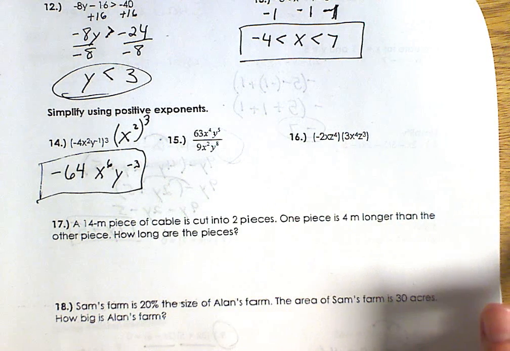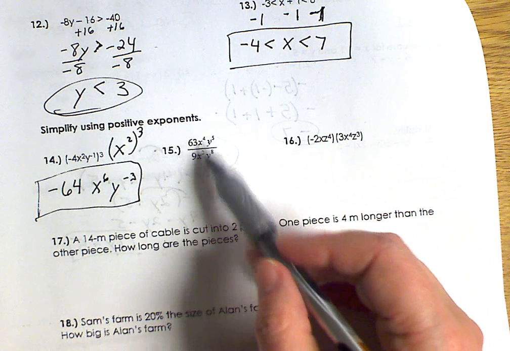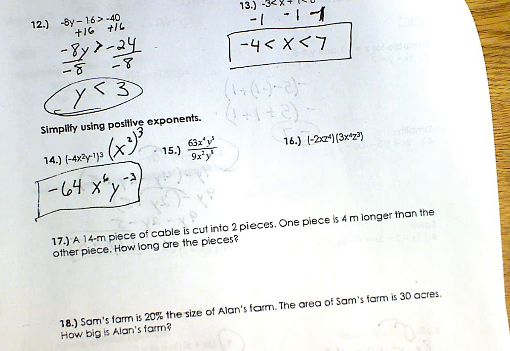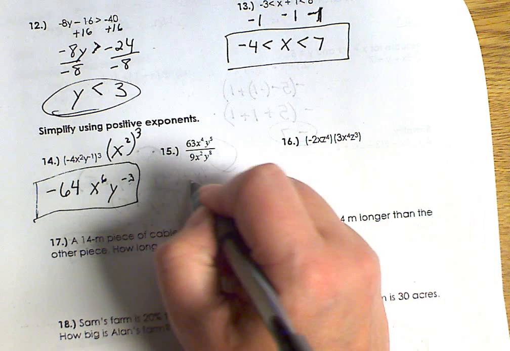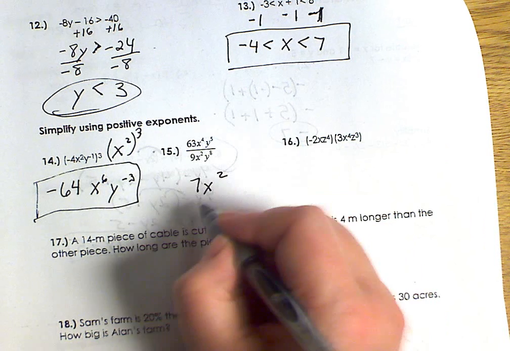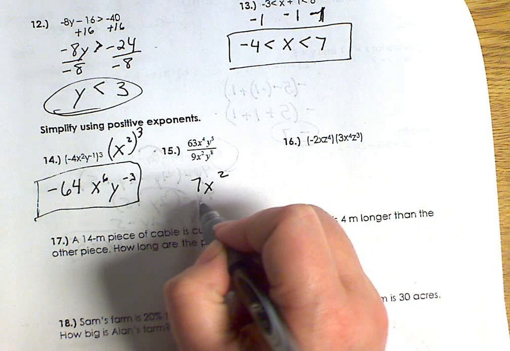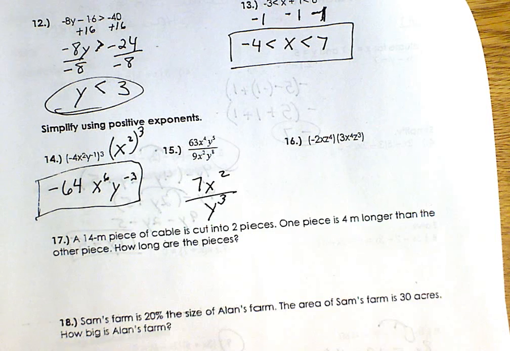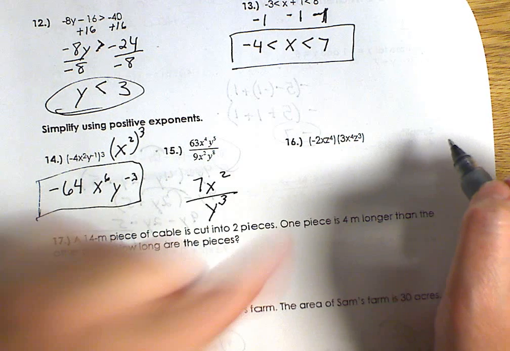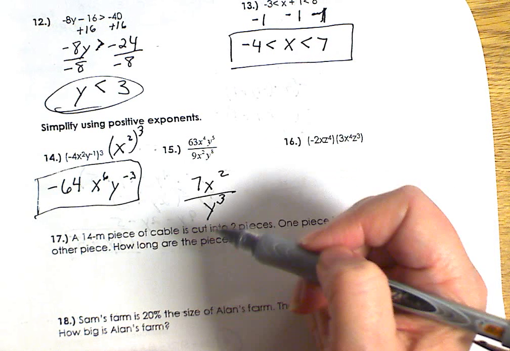Okay. So, when you are dividing, what do you do with exponents? Subtract them. So we have here 63 divided by 9 is 7. You have x squared. And where's my y's going to end up? I have 5 on the top and 8 on the bottom. It says using positive exponents, so it's going to stay on the bottom, and it's going to be to the 3rd, because there's 8 of them on the bottom and 5 on the top. So how many would be left on the bottom?